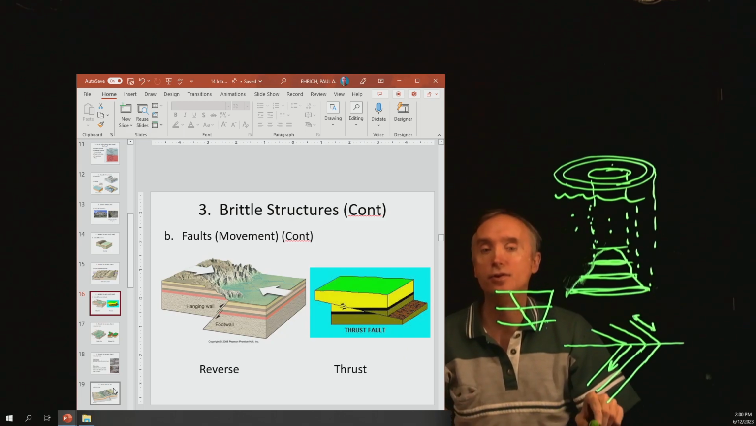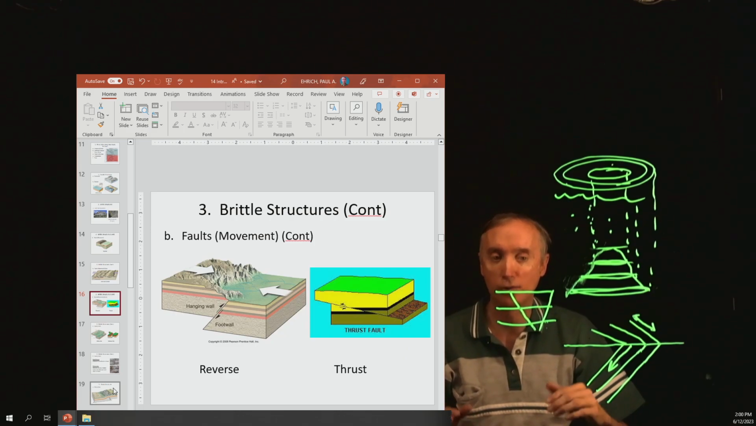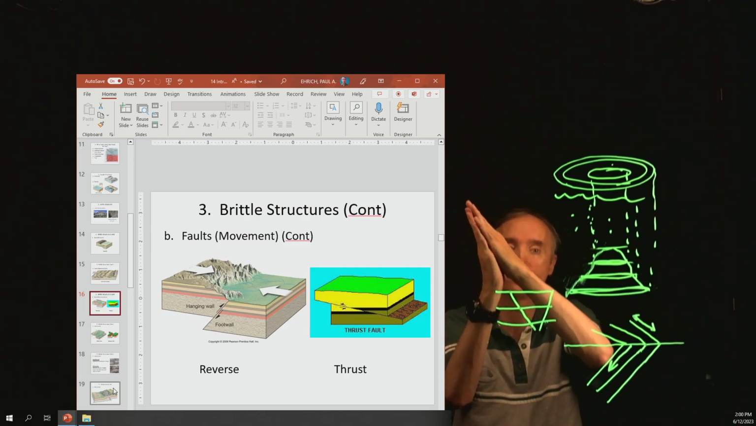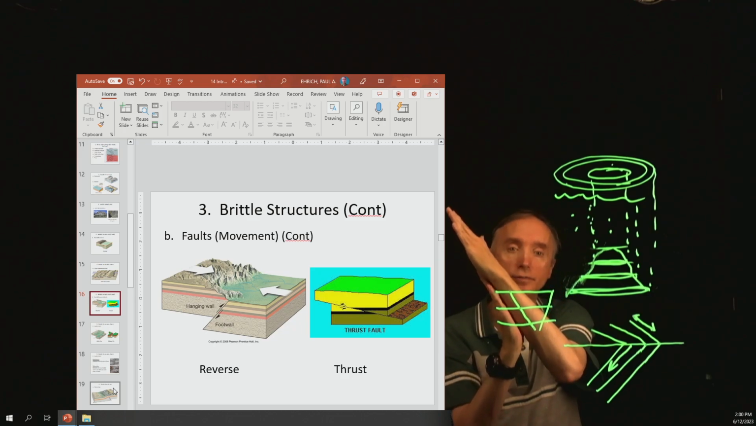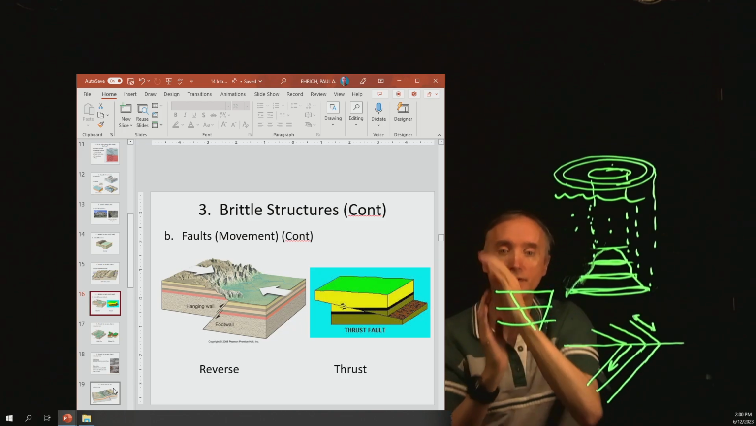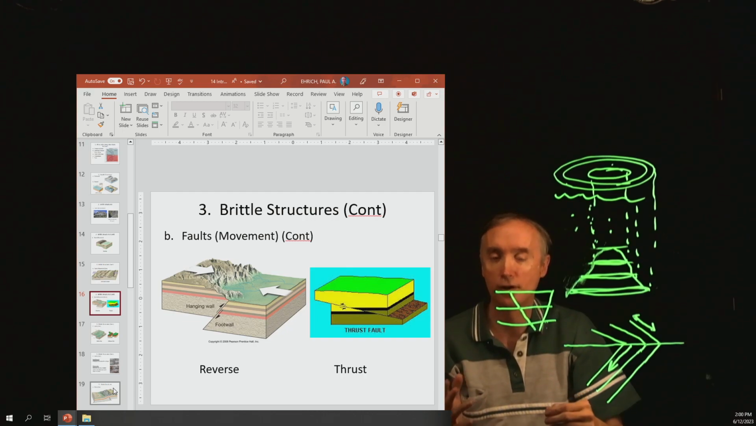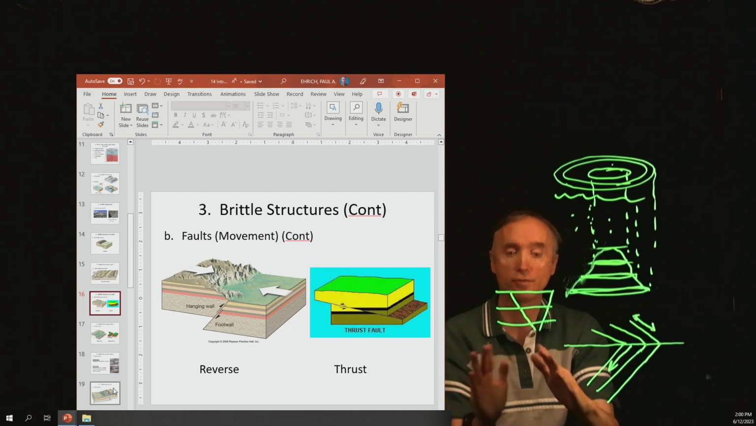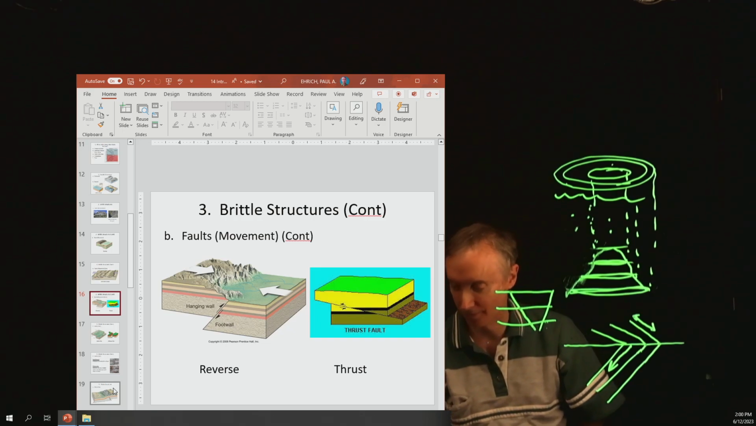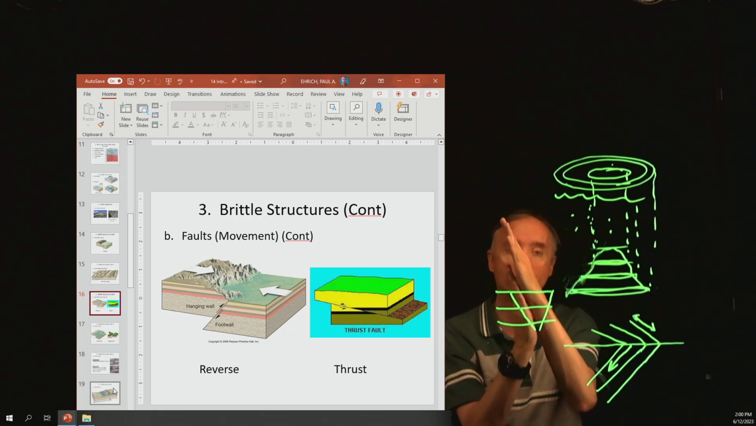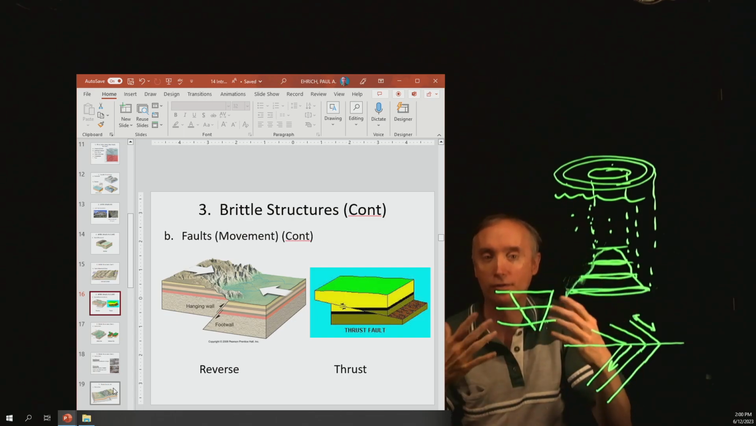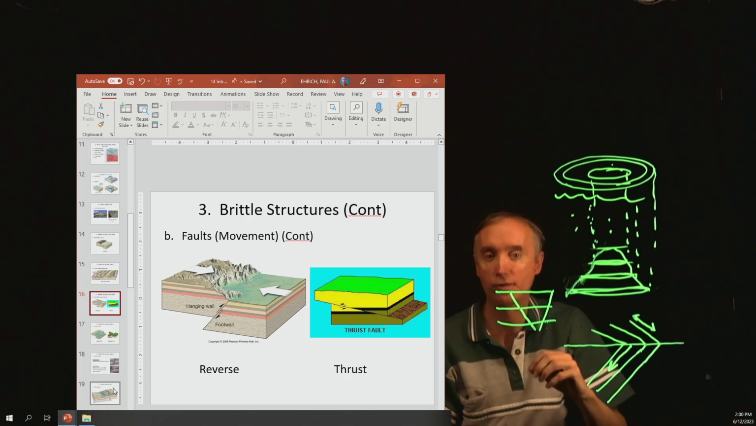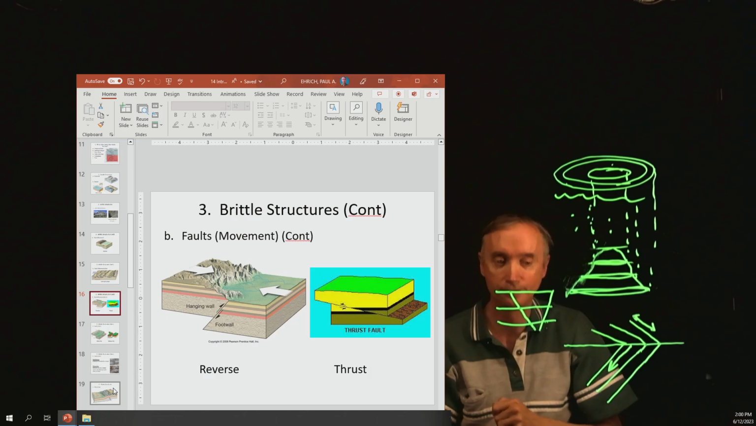All right, you can also have a case where a rock breaks, but instead of it sliding down like this, it's thrust up on top of it. So it's thrust up, and that's going to be a reverse fault. Sometimes it's thrust up so much that it lands on top of it. That's going to be a thrust fault when that occurs. So a thrust fault is a very severe reverse fault.